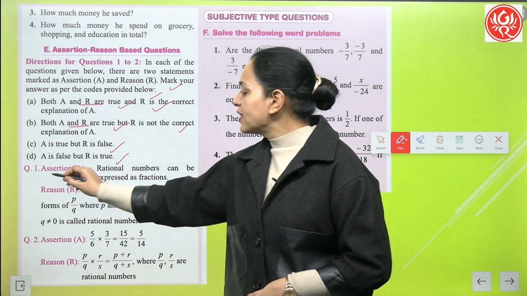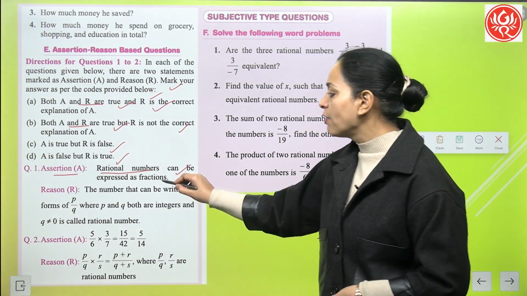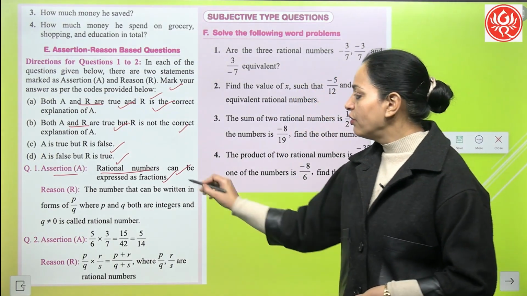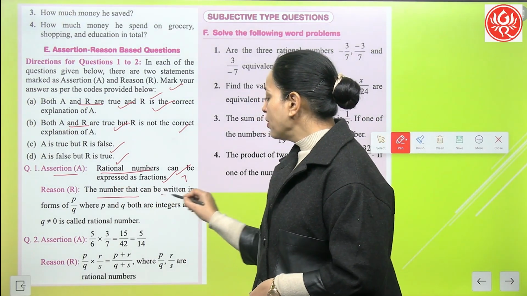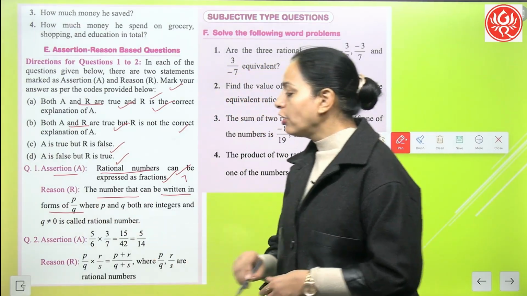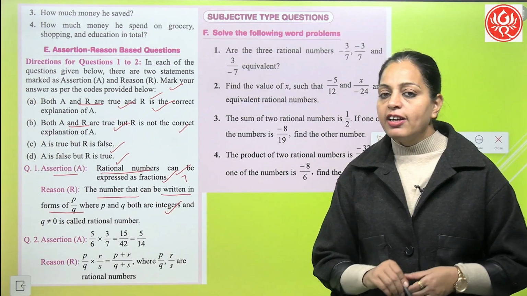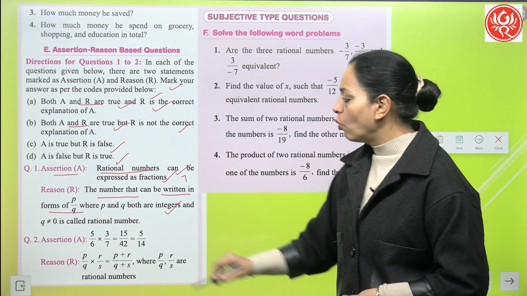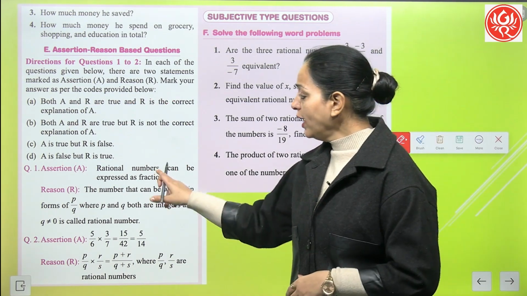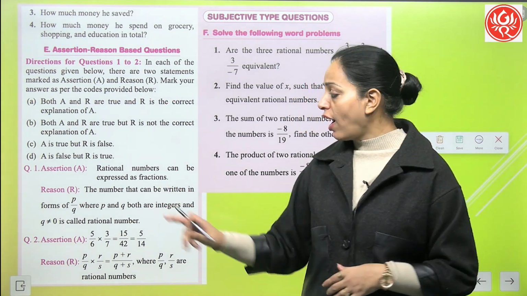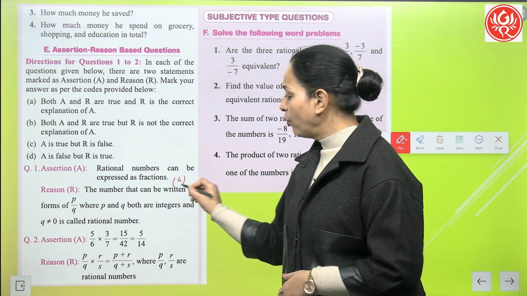Question number 1, assertion A, rational numbers can be expressed as fractions. Yes, this is true. And reason R, the number that can be written in the form of P by Q, where P and Q both are integers and Q is not equal to 0, is called rational number. So A is true and R is also true, and R is the correct explanation of A. So answer is A, right?